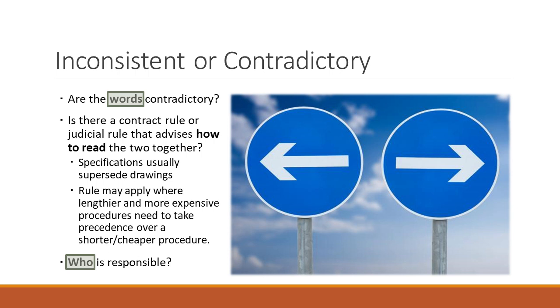That's the first level. If they are, then you have to see, is there a contractual rule or a judicial rule that shows how to read them together? So you find out, yes, we have these two clauses that are inconsistent. Now we look to see, is there a rule in the contract itself that says how to resolve those inconsistencies? A good contract will have a procedural clause that says, if this happens, this is what you're supposed to do. Or priority: this is more important than this, than this, than this. So it may say one document supersedes another.